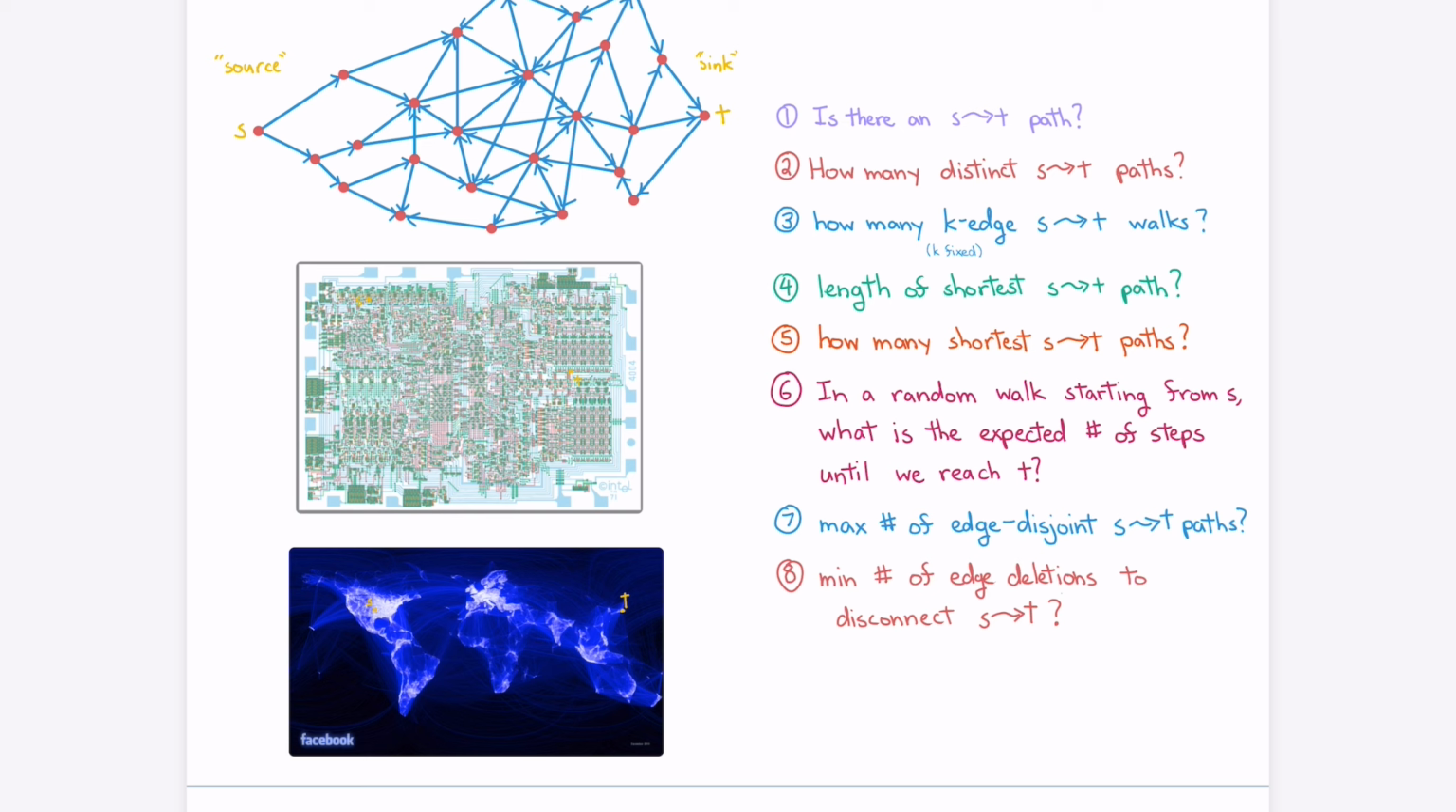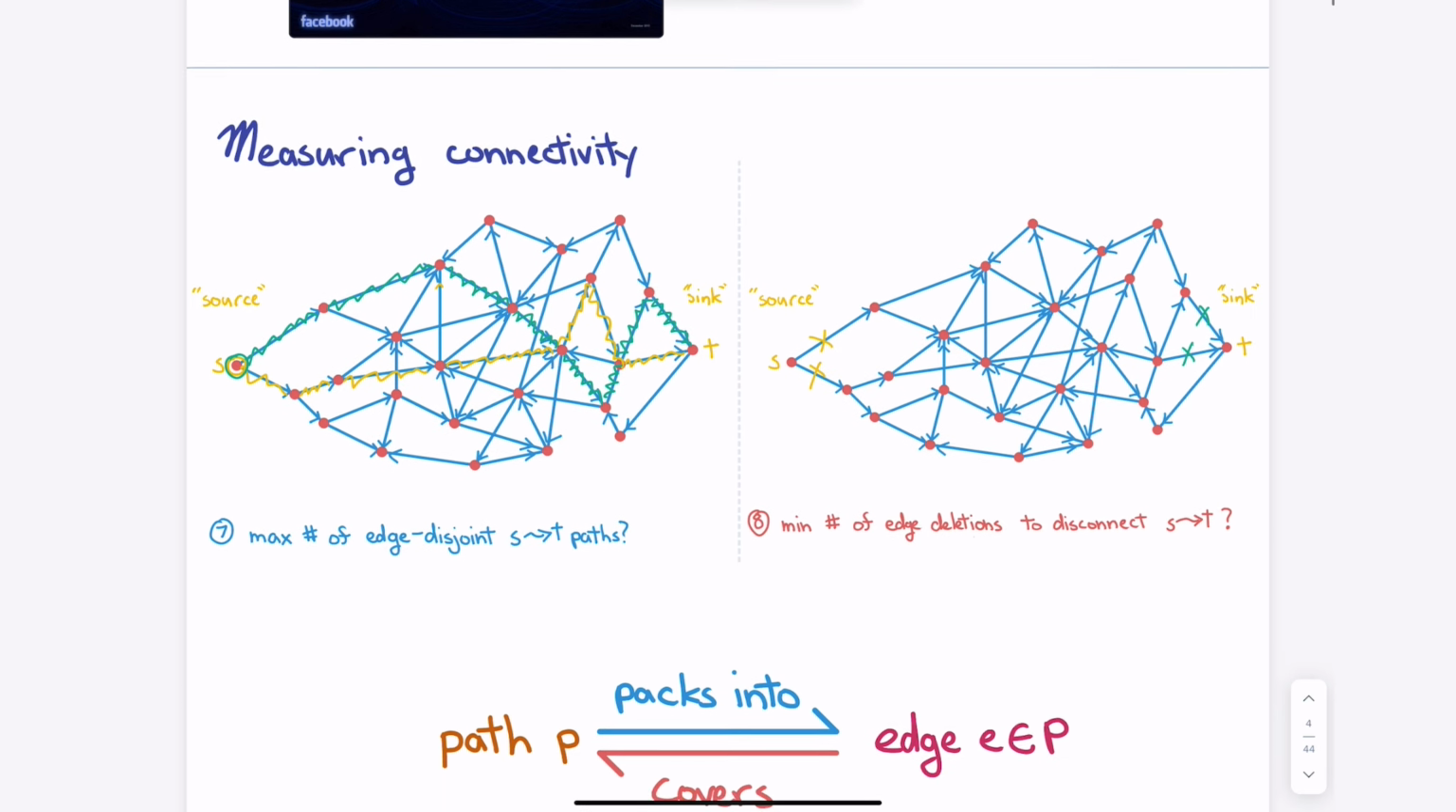But we focused in on the last two on this list. So that's: what's the maximum number of edge disjoint S to T paths? And what's the minimum number of edges you need to remove so that S can't get to T anymore? Okay. And so that's what we studied together.